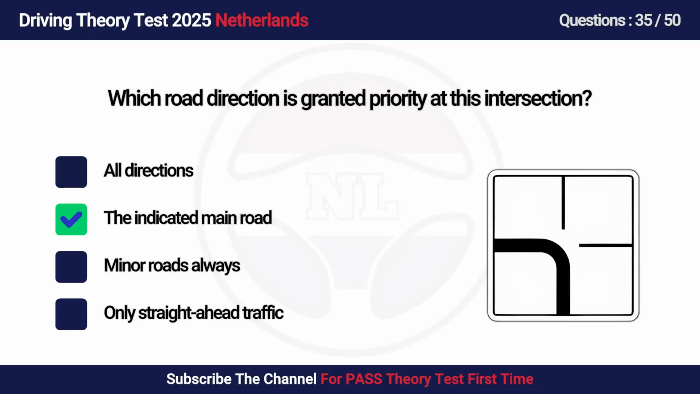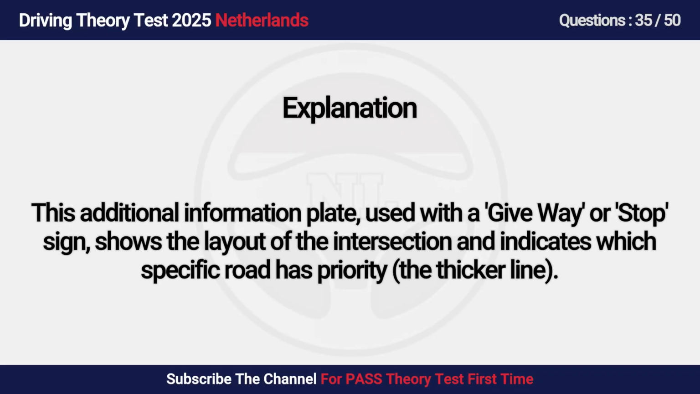Answer is B. The main road. This additional information plate, used with a give way or stop sign, shows the layout of the intersection and indicates which specific road has priority, the thicker line.